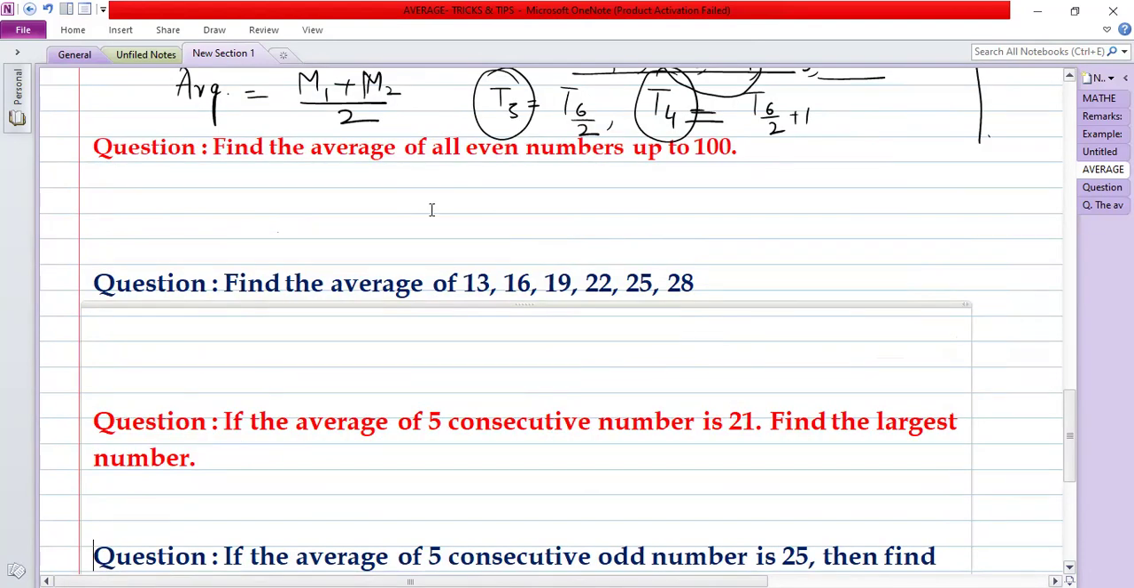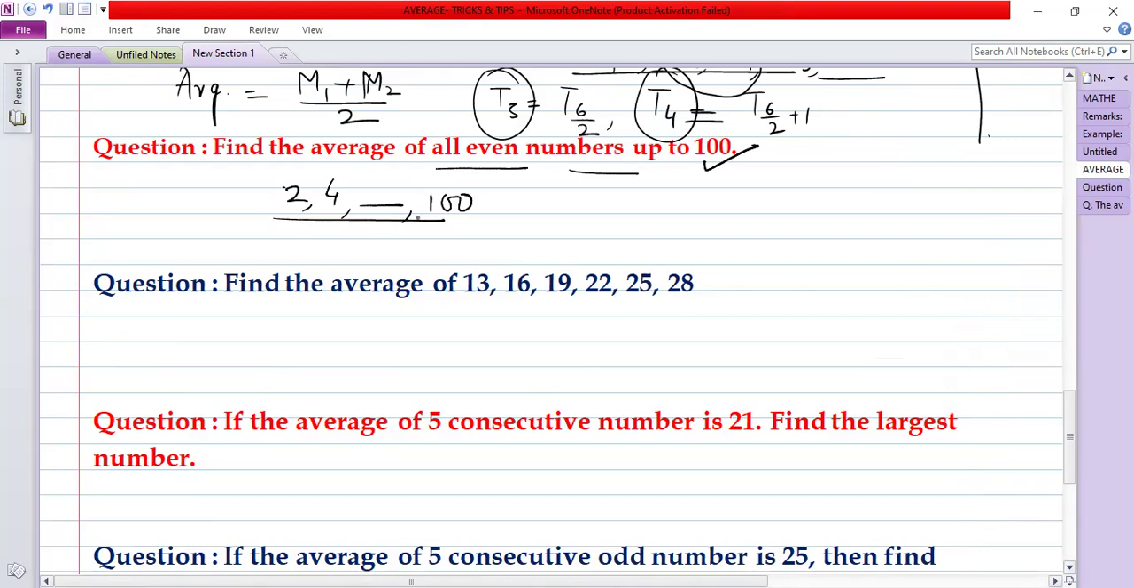So now we have to find the average of all even numbers up to 100. Okay. So actually even numbers start from 2, 4, then going on up to 100. Once again, this is in AP. So here the first term 2 plus the last term divided by 2. So this will be 102 divided by 2, it will be 51. So this is one way to calculate the average of all even numbers up to 100.